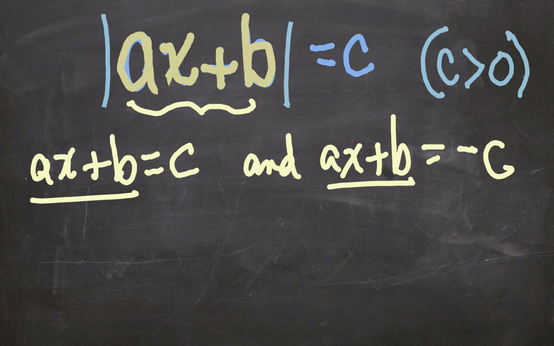So this is the setup, you guys. Then we can solve these 2 equations, okay? These are 2 simpler equations without the absolute value bars in our way. Let's look at an example with some numbers.